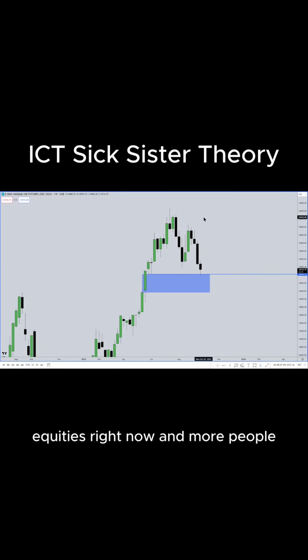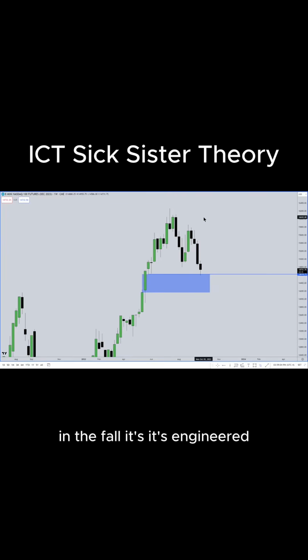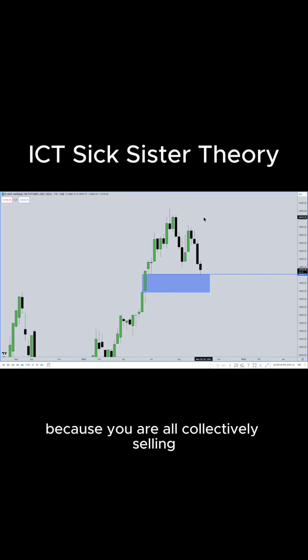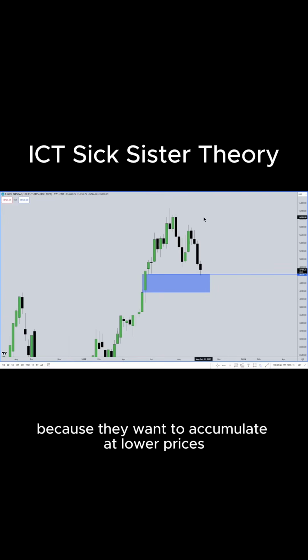And more people are going to be interested in selling short, which is why they allow these things to occur in the fall. It's engineered. It's not going down because you are all collectively selling. They want you to sell. Why would the market be engineered to do that? Because they want to accumulate at lower prices, because they run funds. They manage funds, and they want to get those stock prices lower so they can buy them up at a discount.